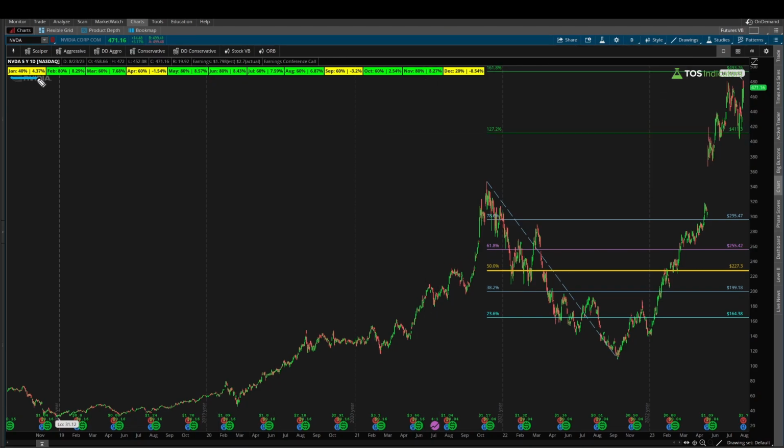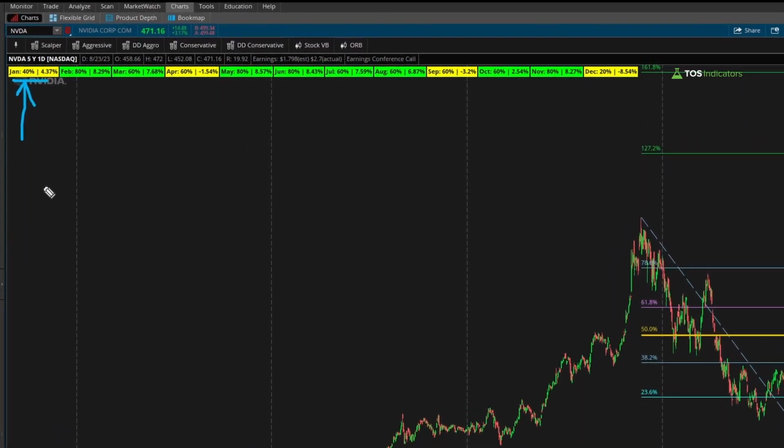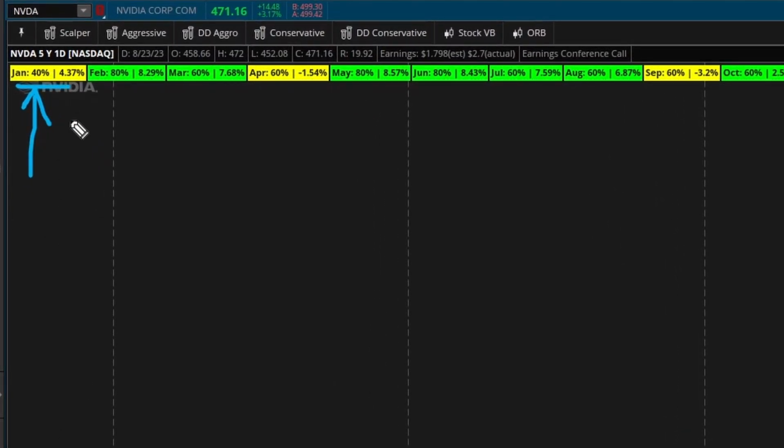Now all of the yellow labels are the ones in which we can see some weaker performance. So for example, January we can see 40% of the time price action closes below where we opened. If we see April, we see 60% of the time price closes above where it opened, but the average for the month is negative 1.54%.